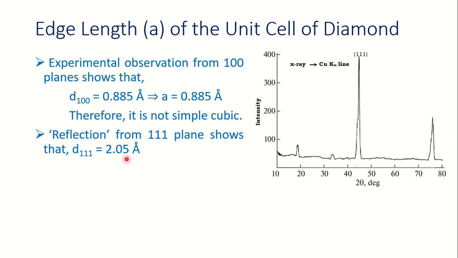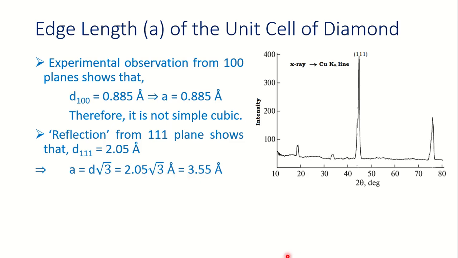You can do it yourself. So from this you can get the value of a also. What should be the value of a? Because we know that d111 equals a divided by root over 1 squared plus 1 squared plus 1 squared, that means a by root 3. Therefore, a must be d into root 3. Okay, so a equals d into root 3. So we know the value of d. It has been obtained 2.05, and into root 3 angstrom. So it is 3.55 angstrom.